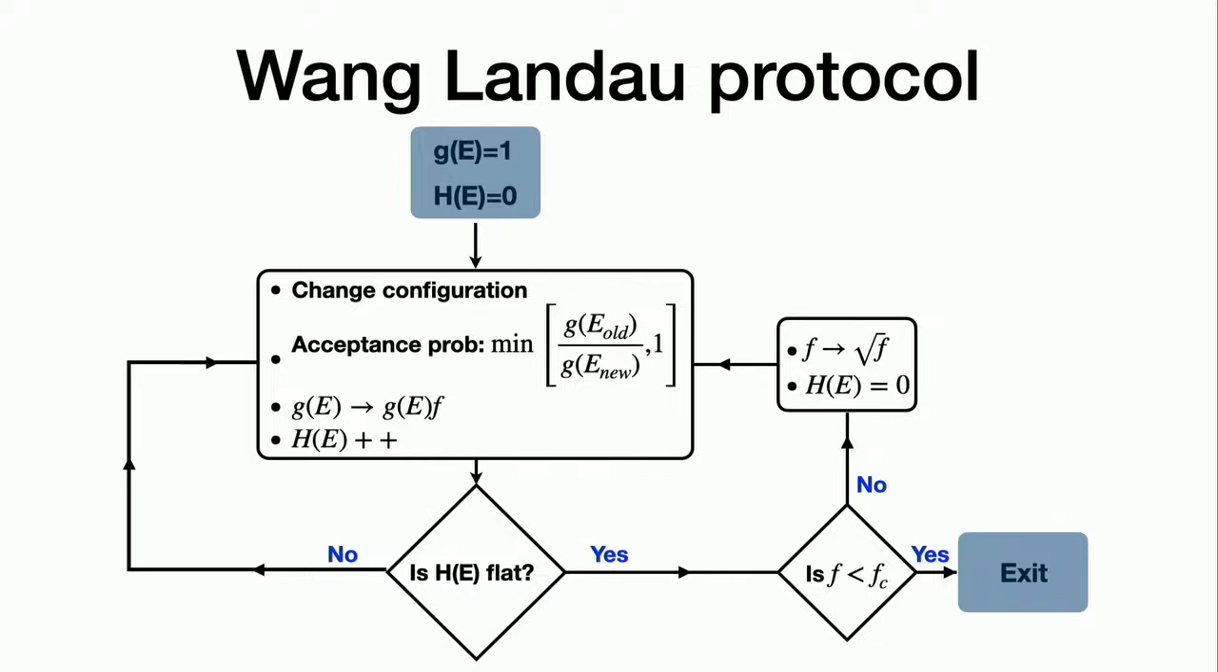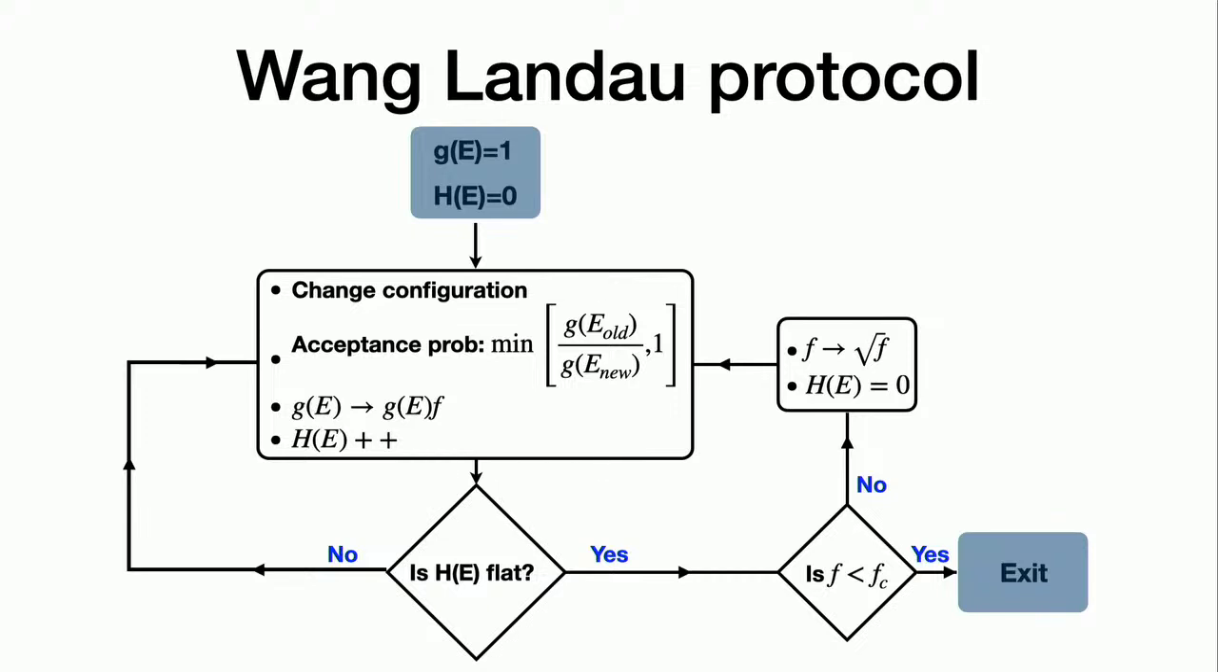If it is flat, you come here and then you reduce this factor f by taking its square root. So now your histogram is roughly flat. The next time step you make it even flatter. Then the next iteration you make it even flatter, and so on. I did this very fast, but remember the name, this one. You can always look it up somewhere. Yes?